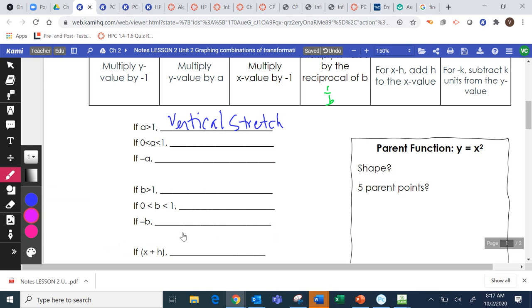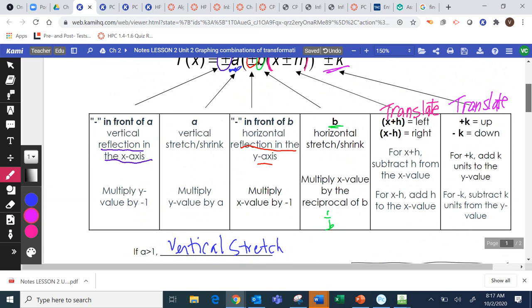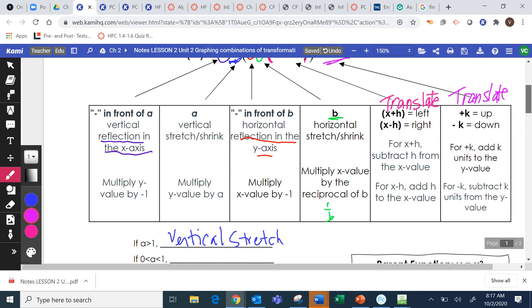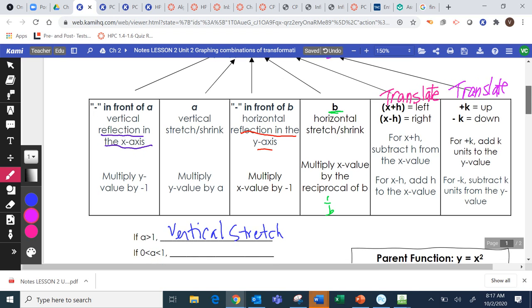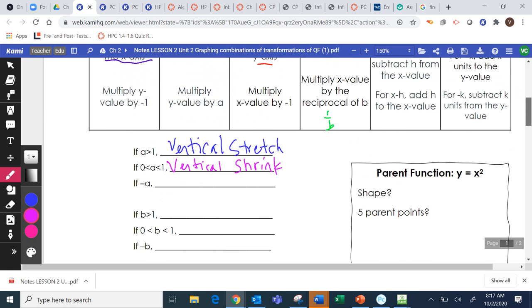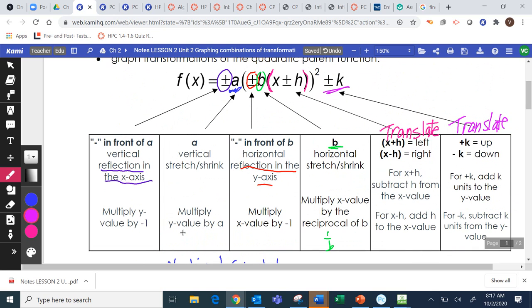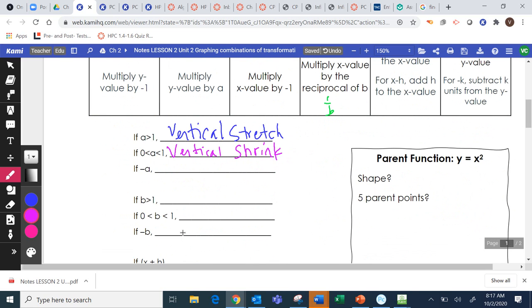If the number is in between 0 and 1, so it's a fraction like 1/3 or 1/2, what kind of vertical is that going to be? Shrink. Thank you for just yelling it out so we don't have to wait 10 hours. What if a is a negative number? And if a is a negative number, yell it out. A reflection in the x-axis.